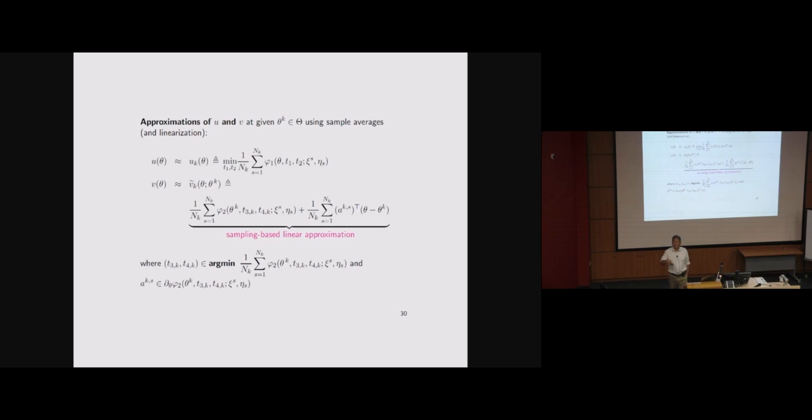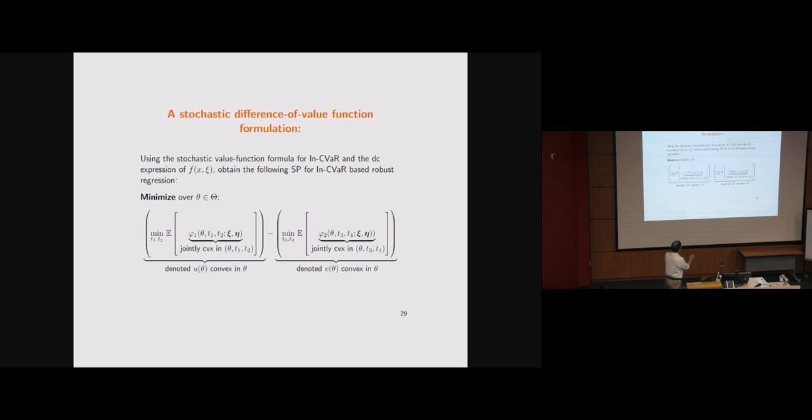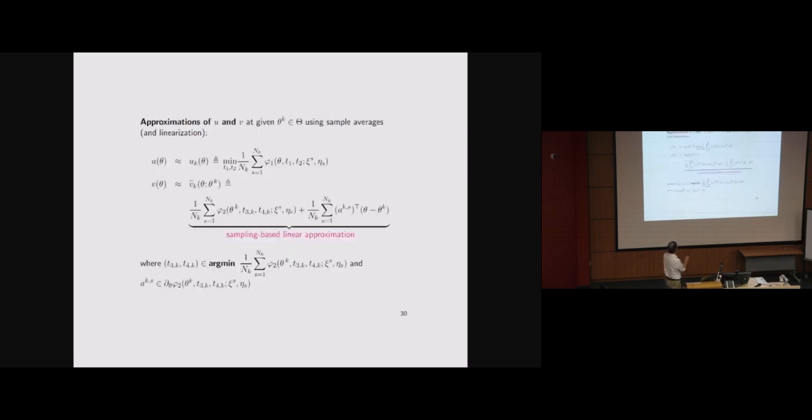This is very much similar to what we did in the DC case, where you linearize the concave part, but here you need to do a little bit more work because this is a value function. So I cannot directly linearize this. I need to solve a convex problem, take a subgradient of that, and then linearize that with respect to that concave function. So this is what we get. It's a sampling-based linear approximation.